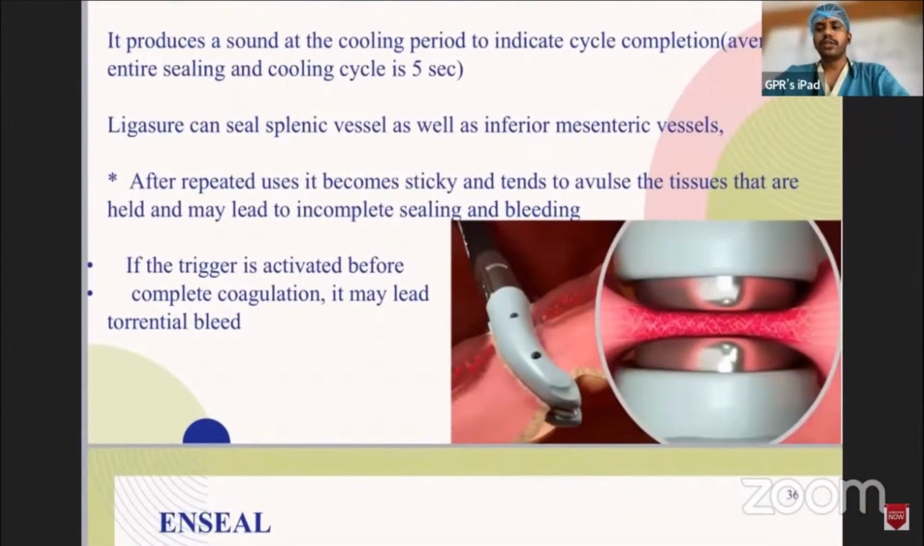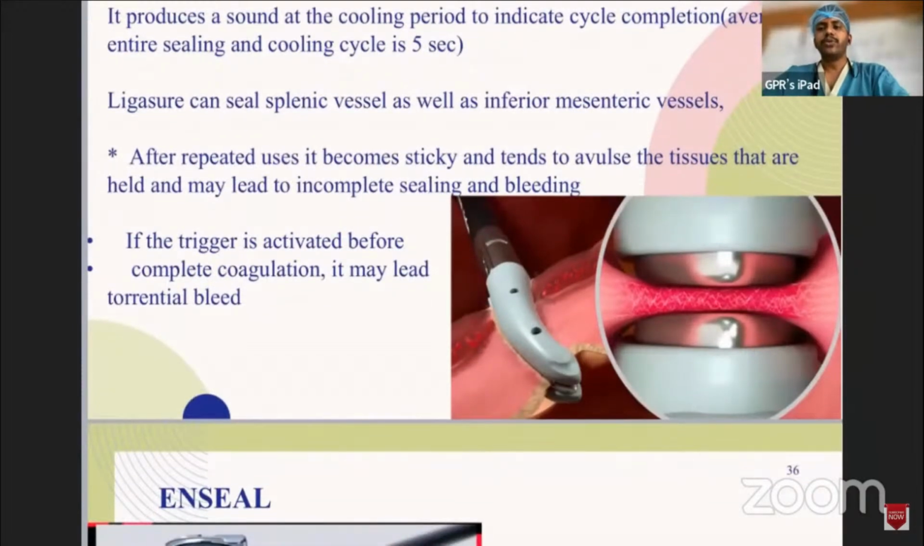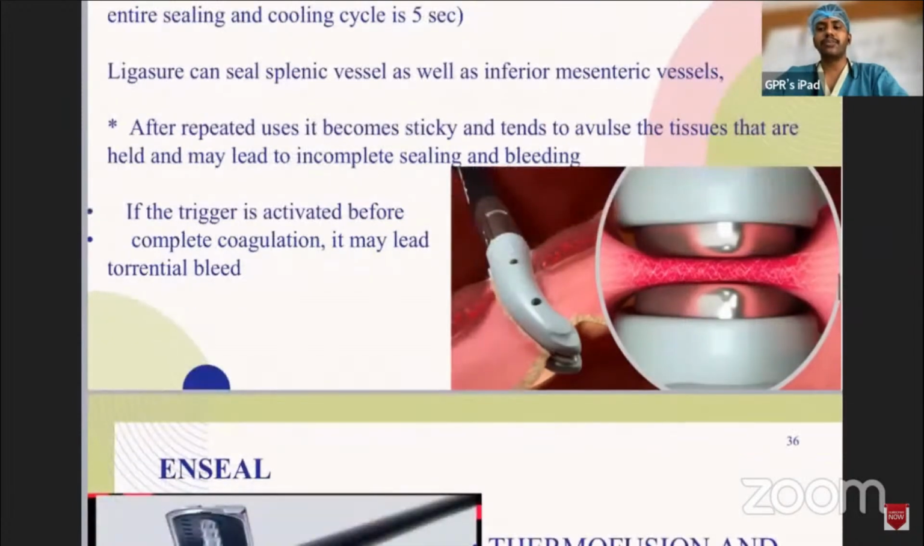So this is how the LigaSure holds the vessel or the tissue, and there are two different sounds we can get. The minimum is what we use to make the coagulation happen. Once the sound has reached its maximum, we can press the violet button, pressing it harder, and the cutting blade will come through and do its function. After repeated use, the LigaSure tip may become very sticky because of the denatured coagulum formed from the tissue. Sometimes incomplete sealing and extra activated cutting may cause torrential bleeding.